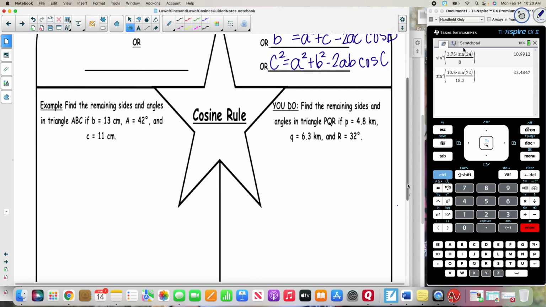So, I'll draw you a triangle over here. And it says, find the remaining sides and angles of triangle ABC if little b is 13. So I'm going to do A, B, C. Little b is 13. Big A is 42. And little c is 11.